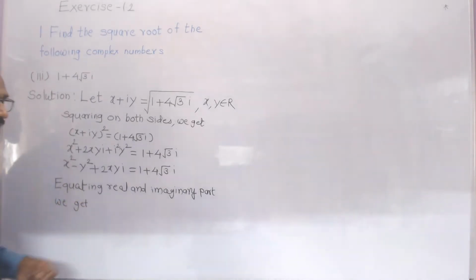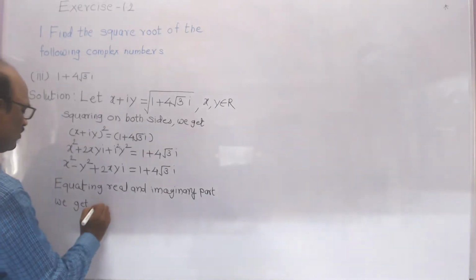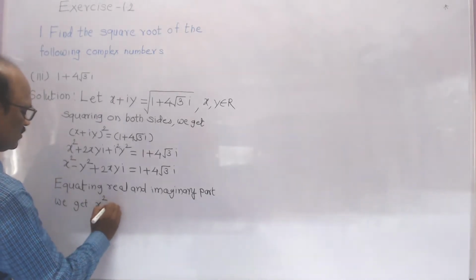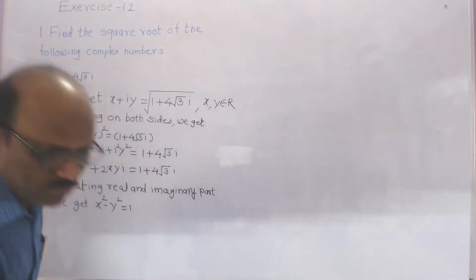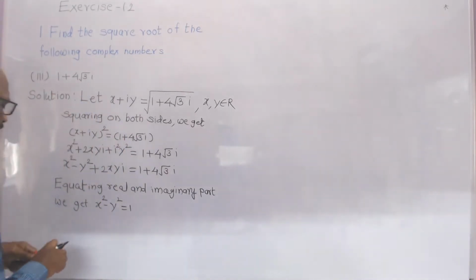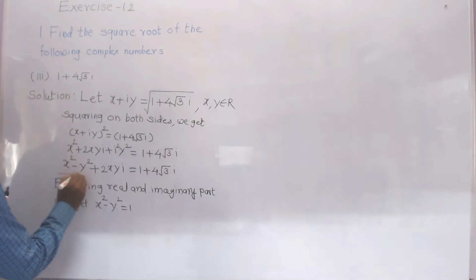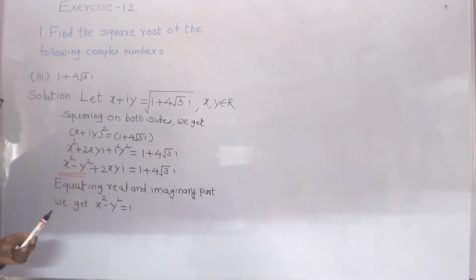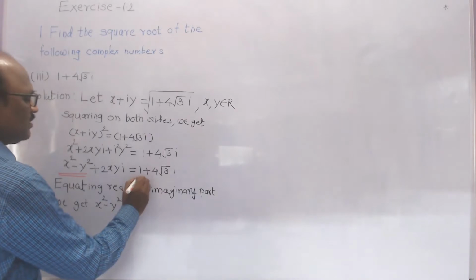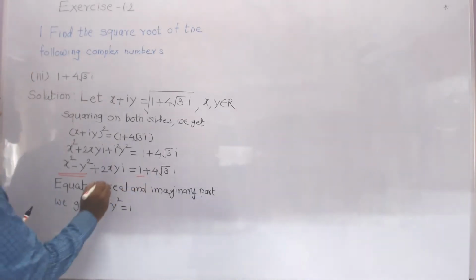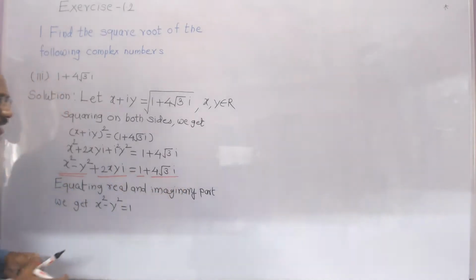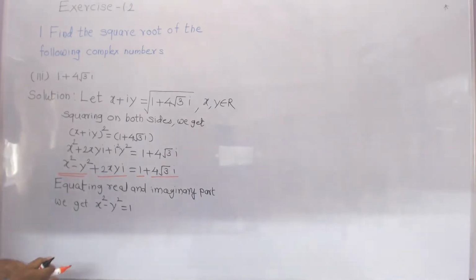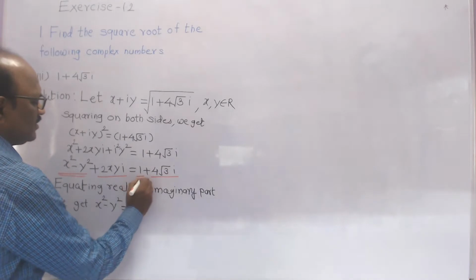Equating the real and imaginary part, we get x square minus y square is equals to 1. Here we will equate the real and the imaginary part. This x square minus y square is the real part on the left hand side, and 1 is the real part on the right hand side. And next is 2xyi, and here is 4 root 3i. This is the imaginary part. We'll equate it. Okay, here the same sign.